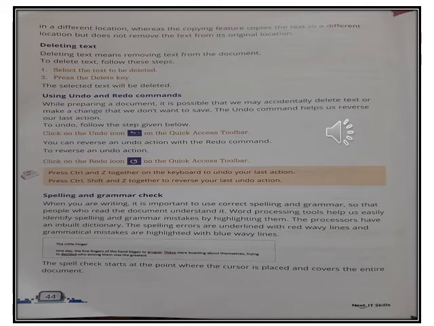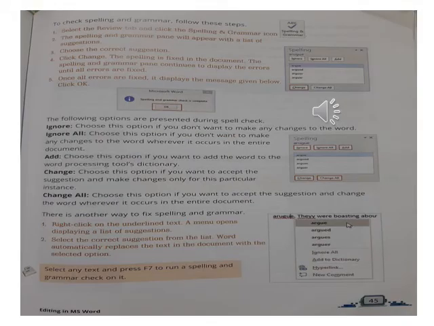The spell check starts at the point where the cursor is placed and covers the entire document. So the spell check feature is there in the Word document to check the spelling and grammatical mistakes. To check spelling and grammar, follow these steps. Select the Review tab and click the Spelling and Grammar icon.